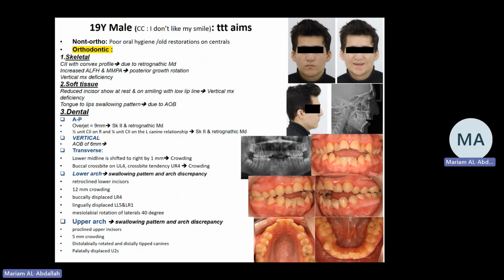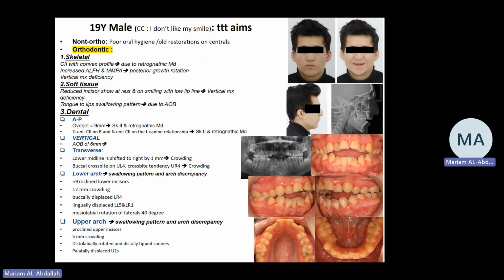Now, what are our aims of treatment? What do I need to correct? How can I prioritize my problem list? Of course, non-orthodontic problems, we need to give oral hygiene instructions. We need to reach excellent oral hygiene. We need to replace the old restorations, and we need to have good motivation of the patient. The good news is that the patient had internal motivation. They wanted to improve their aesthetics, and they are demanding treatment.